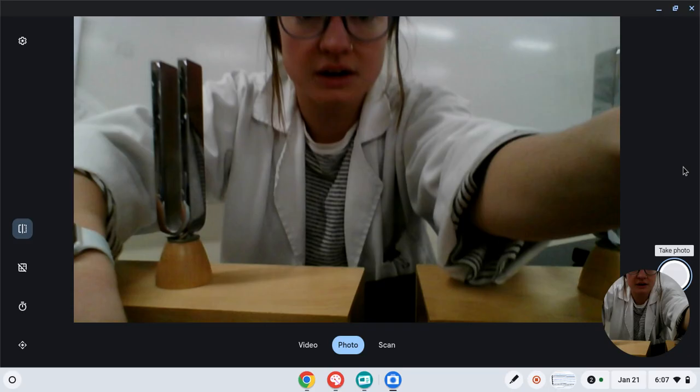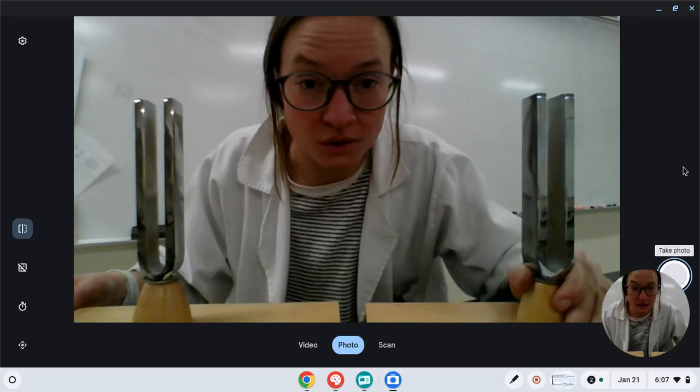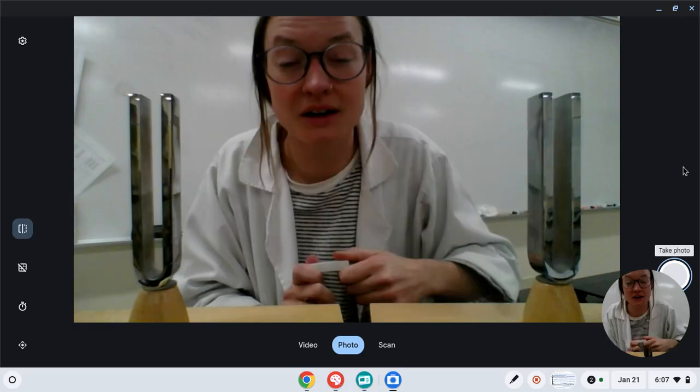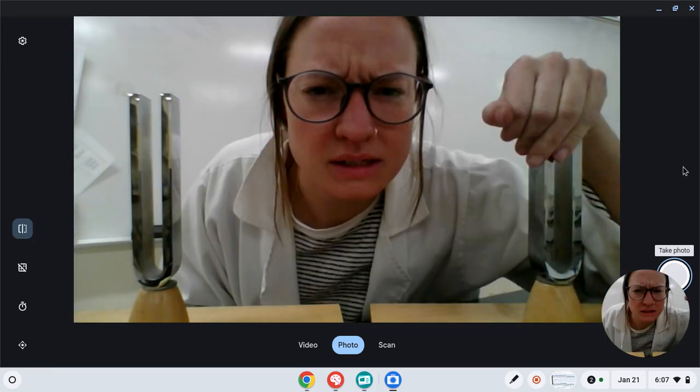Here's what I have. I have 2 of these tuning forks connected to boxes. Here's one, and here's the other. They are exactly identical. Watch what happens. Now, when I put my hand on the tuning fork, it should completely stop the vibrations. Listen and see if you can hear all the vibrations stop. Do you still hear those vibrations a little bit?